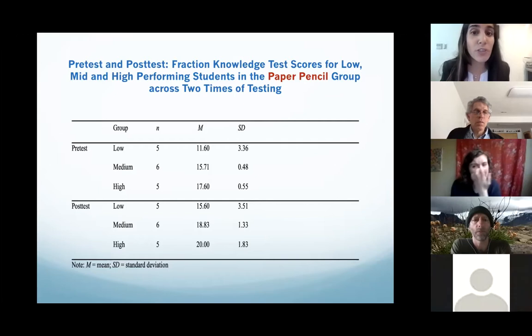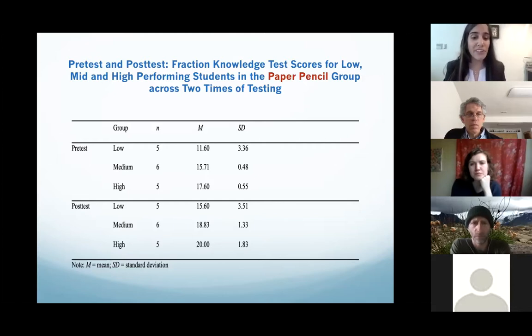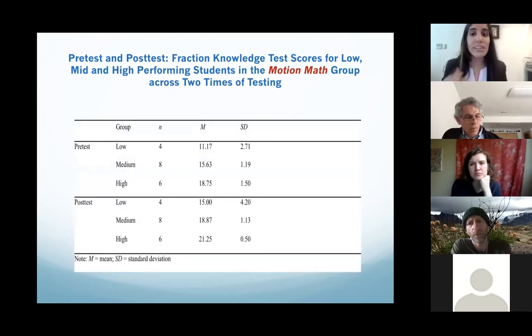But as it showed for the paper pencil condition, the low, medium, and high students all improved more or less the same. They all benefited, which was good to see that all kinds of students benefit from this intervention. I did the same thing for the motion math group, where I put them in low, medium, and high, using the same criteria. And again, it showed that they all improved more or less the same from pre-test to post-test. So all types of students benefited from the motion math intervention as well.